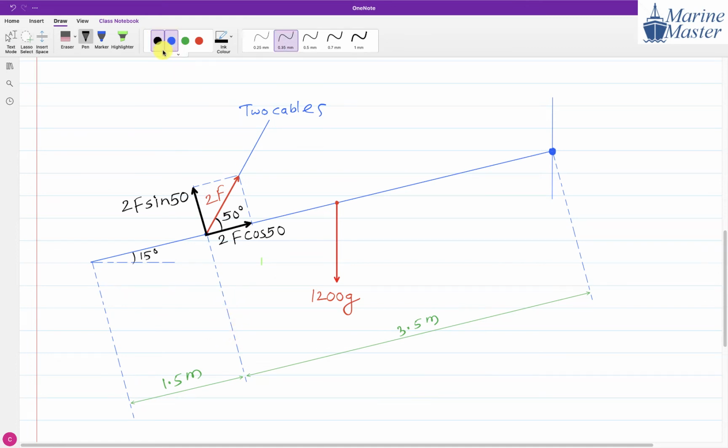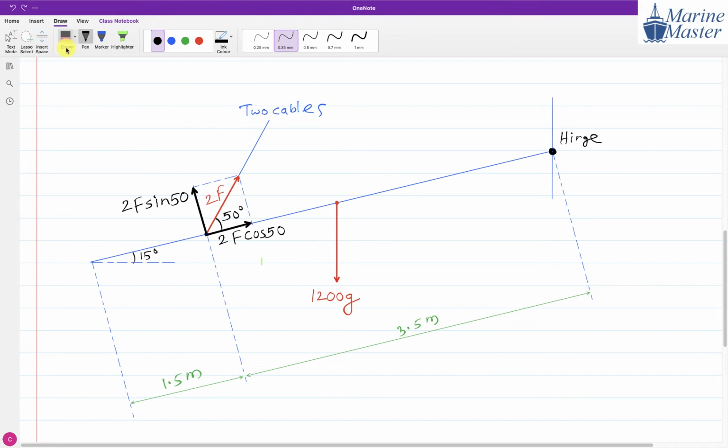Suppose this point is our hinge point. If you want to take a moment about the hinge, what will happen? If you take a component like this, this 2f cos 50 is directly going to pass through the hinge. If you extend this line further, it passes through the hinge. So the perpendicular distance of this 2f cos 50 with respect to the hinge is 0.